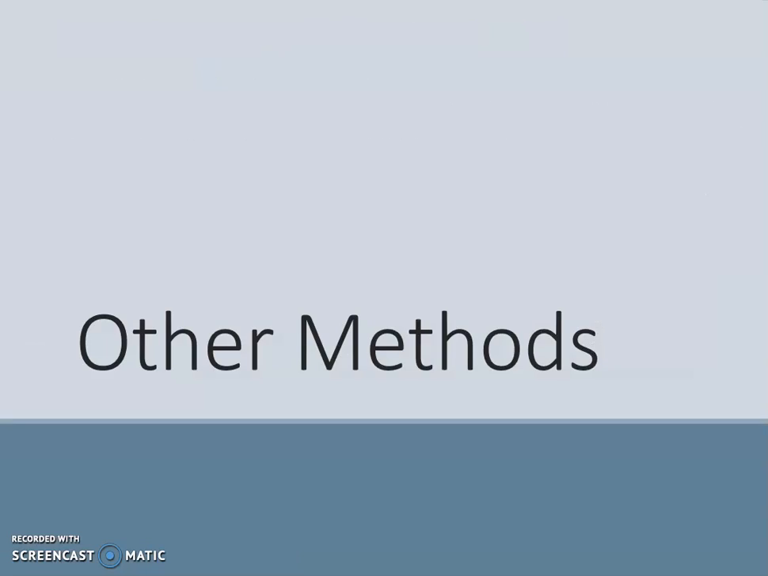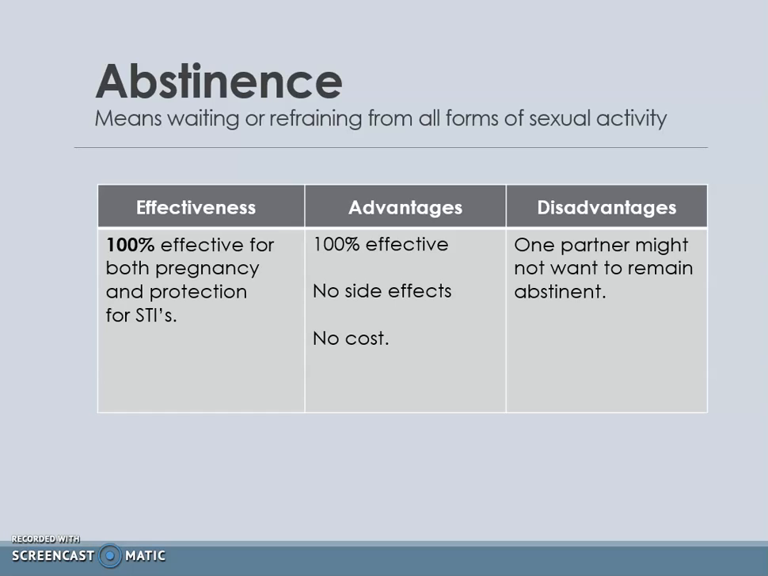And then the last section is other methods, something that doesn't fit into the barrier or the hormonal methods. And the first is abstinence. That means just not doing it, waiting or refraining from all forms of sexual activity. It's 100% effective for both pregnancy prevention and preventing STIs.